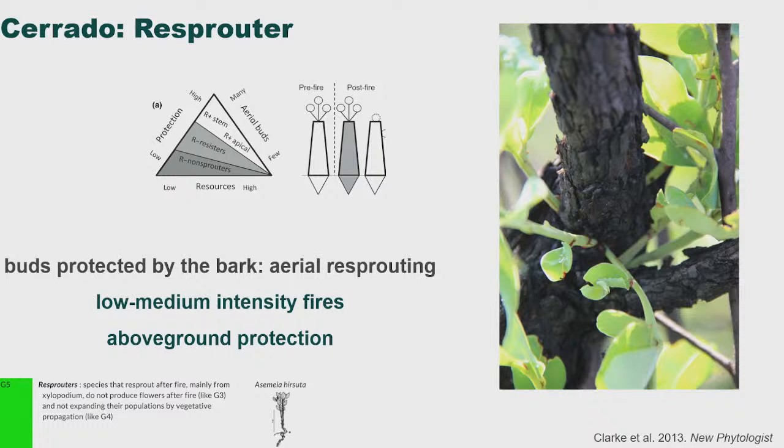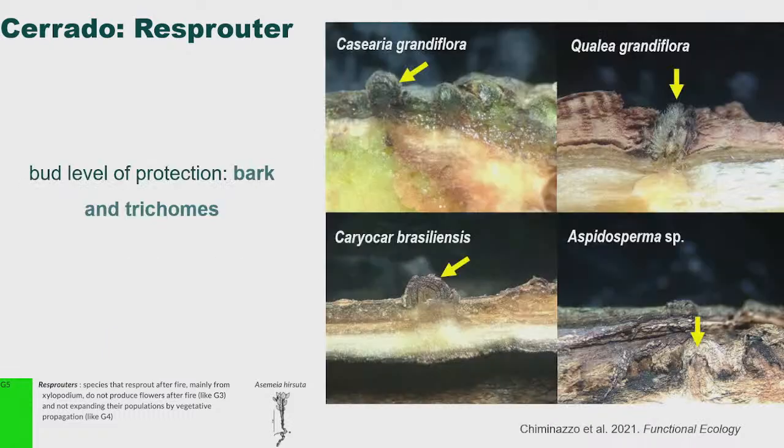So when we have fires of low or medium intensity or severity, and these buds are very well protected, this can occur. So you can have plants not having to start all over again from below and trying to escape the fire trap. They can just start resprouting from above ground, which is much better for this plant. So these plants then will rely on the bud level of protection that Marco was showing you.